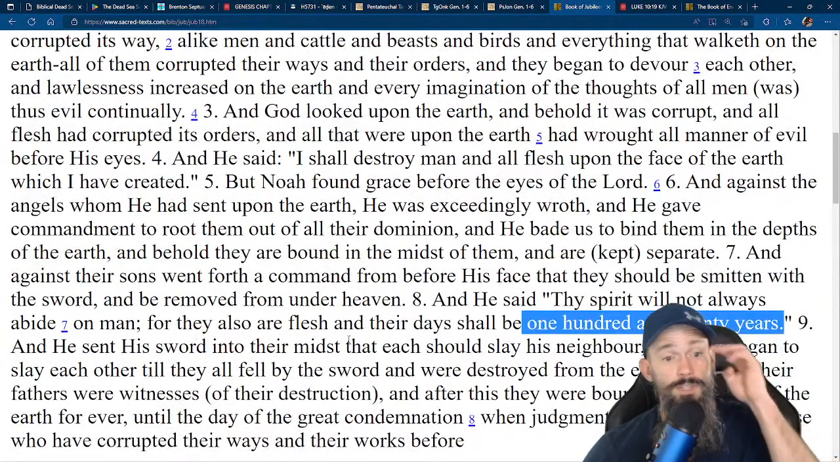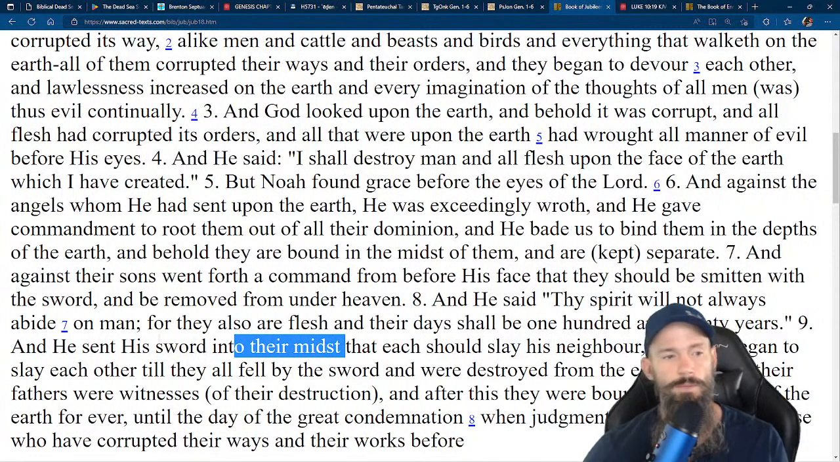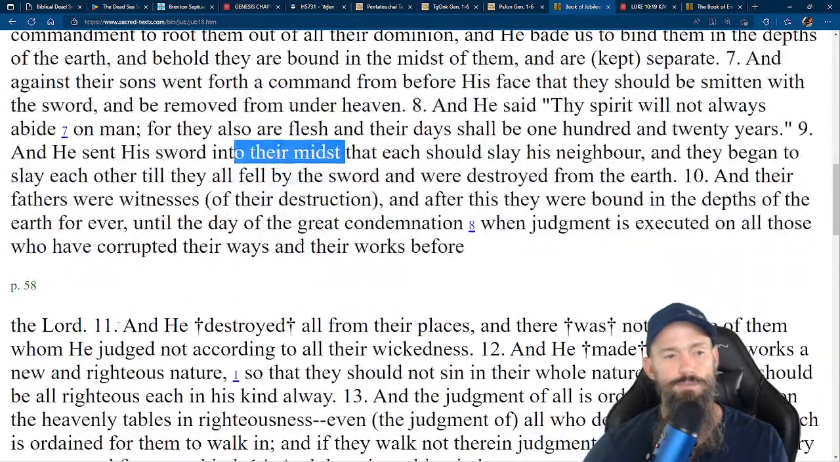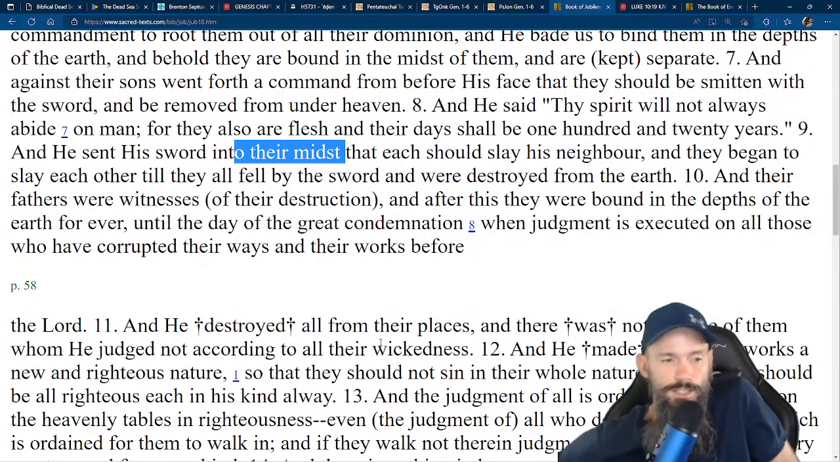And he sent his sword into their midst, into the midst of the giants, that they should slay his neighbor, and they began to slay each other, till they all fell by the sword, and were destroyed from the earth. And their fathers were witnesses of their destruction. And after this they were bound in the depths of the earth forever, until the day of great condemnation, when judgment is executed on all those who have corrupted their ways and their works before Yahuwah. And he destroyed all from their places. There was not left one of them whom he judged not, according to all their wickedness. That's the day of judgment.